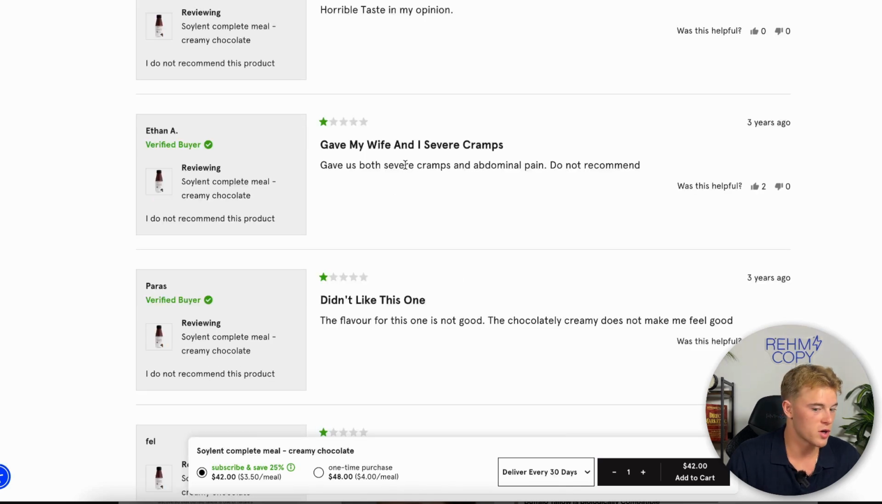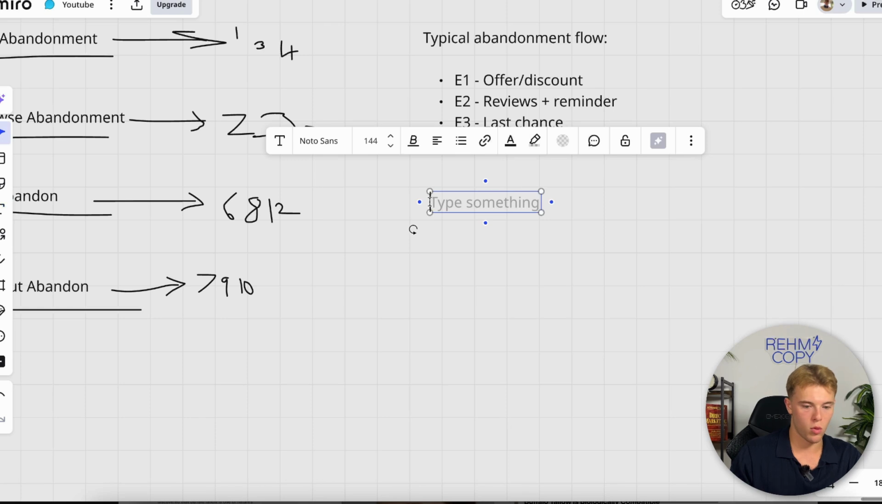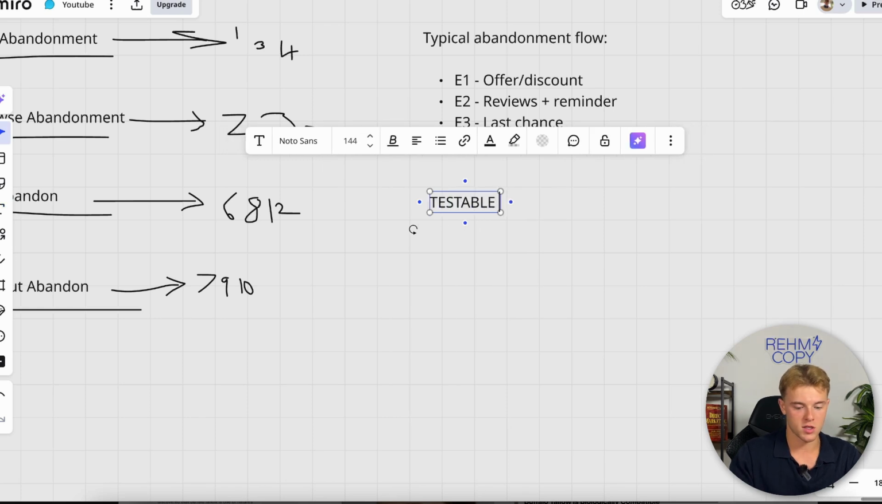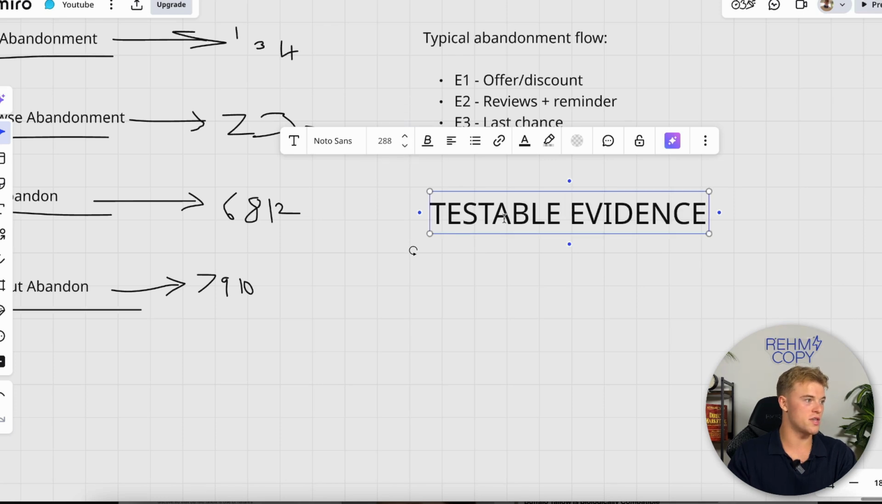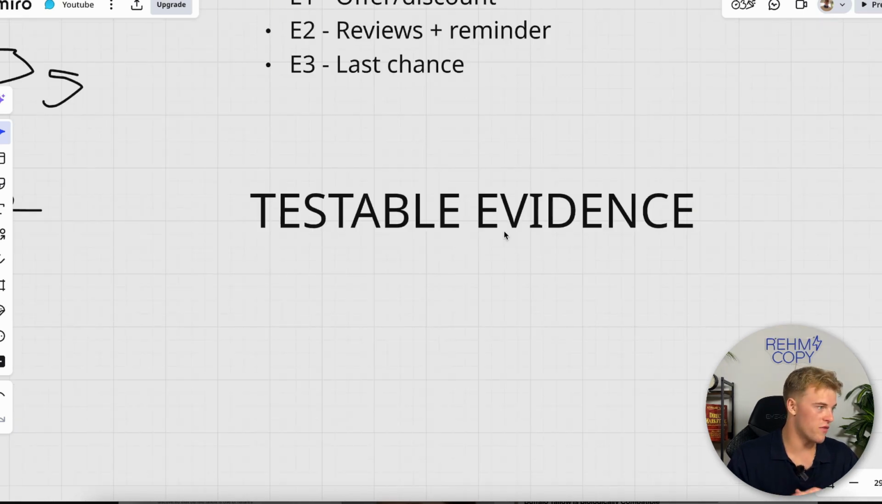Here's another one, severe cramps and abdominal pain. If someone sees this, they're gonna be pretty concerned. So it's pretty important that you address that objection. Now, an extremely important note I wanna make is when you handle an objection, you want to do it with testable evidence. What is testable evidence? Testable evidence is some type of proof that makes it real. Or in more clear terms, it's evidence for what you're saying that's testable by the person that's reading it.